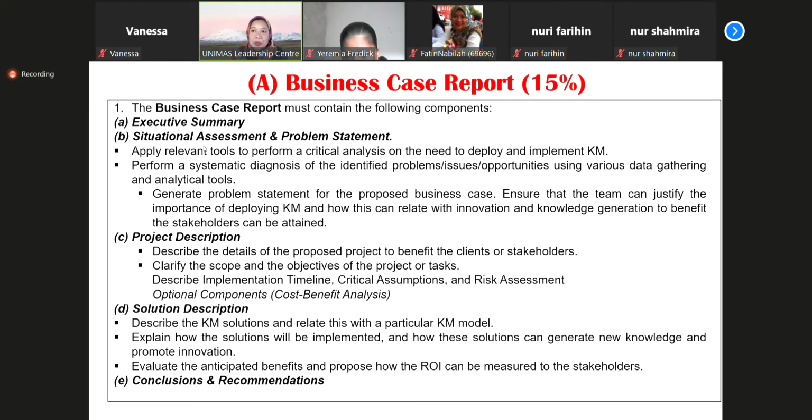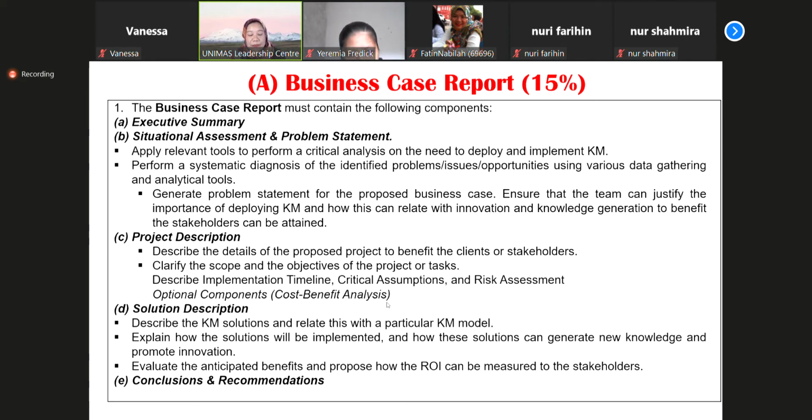When you do the situational assessment and problem statement, you need to be very critical about the gap. This is where you perform a systematic diagnosis of the gaps, which is part of the critical analysis. Then the project description is where you describe how you are going to execute the project. The best thing is to name your project, like I showed you. These are some examples.